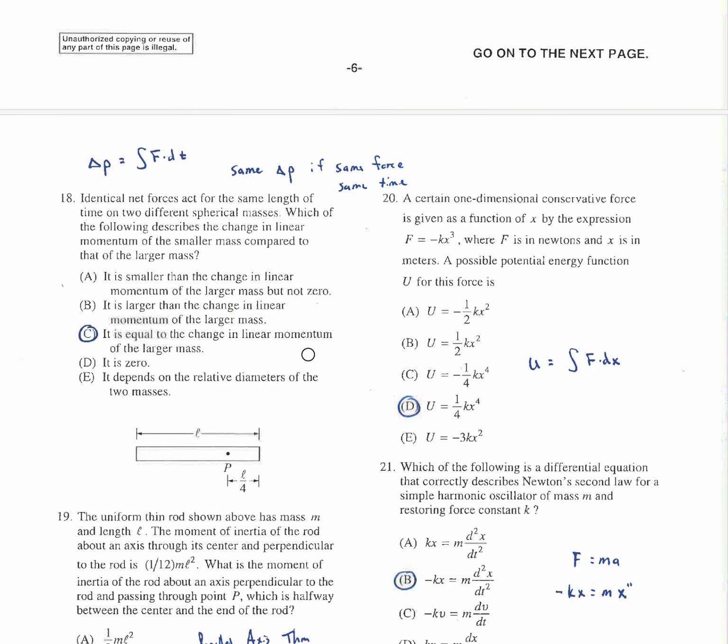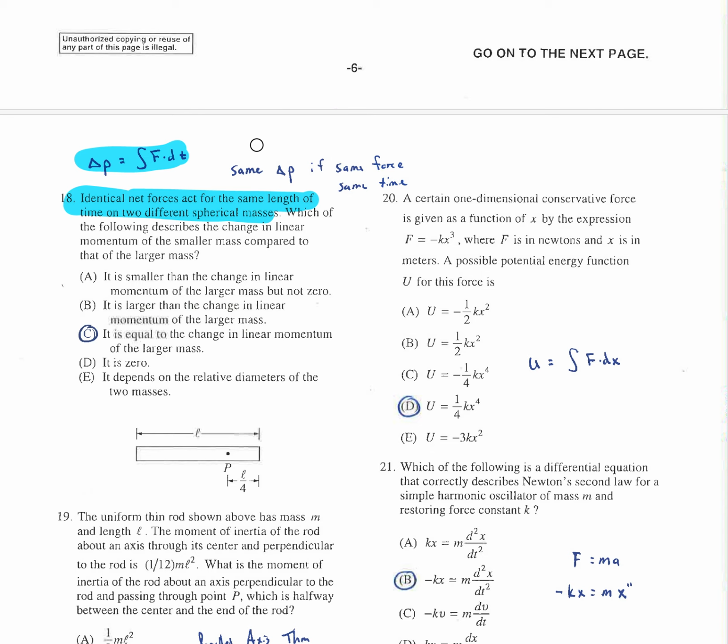All right, so this one's also, they're trying to trick you. Identical forces act for identical times, okay? So we agree the same force is being applied for the same time period. That will cause the same change in momentum. Now, it will not cause the same change in velocity.